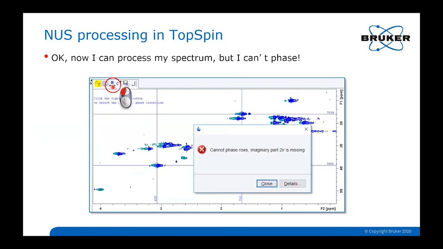If we do this for NUS, we're going to get this message that we can't phase, that we don't have the imaginary data. Part of the processing for the NUS is that it throws away the imaginary data in that direct dimension as part of the processing. Other than this phasing, it's not really needed later on. So I'm not sure if it's a matter of saving space or some other reason, but this gives us initially a small hangup, but it's not really that big of a deal.